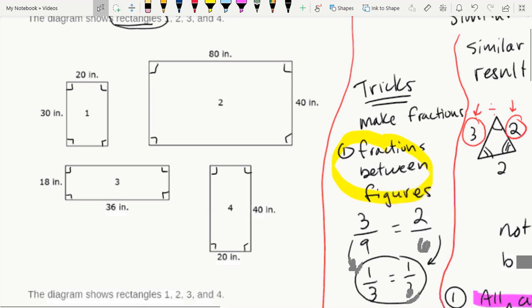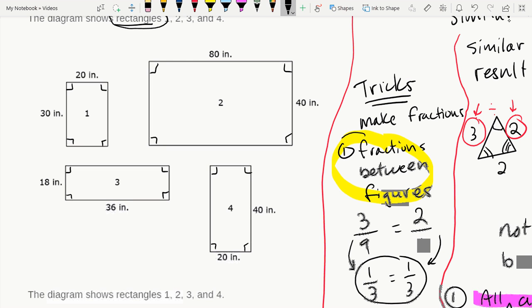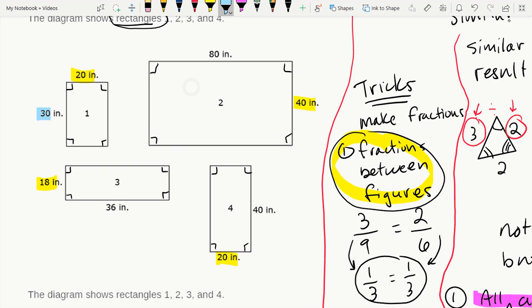So now I can go and do my two tricks. For this one, let's try trick number 1: make fractions between figures. I've got short sides and long sides, so let's highlight them. 20 is short, 18 is short, 40 is short, and 20 is short. And then 30 is long, 80 is long, 36 is long, 40 is long.